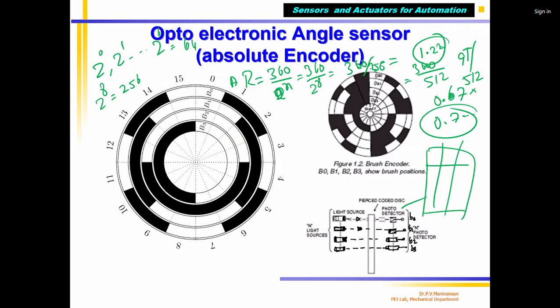What is the disadvantage? If I have 9 tracks, I need 9 light sources and 9 phototransistors. So the overall cost of the sensor increases. This is how the absolute angle encoder works.